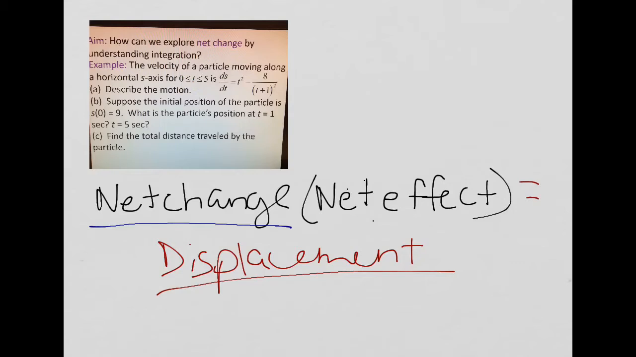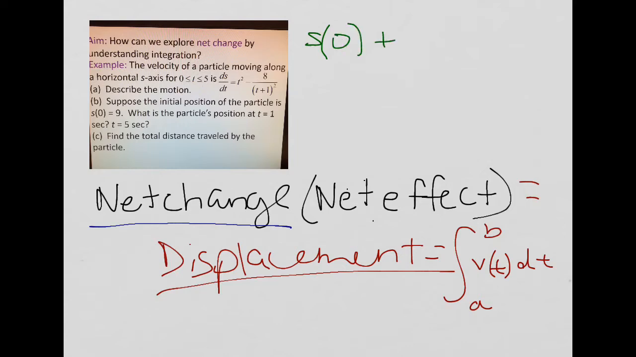But displacement is actually the integral of v of t with respect to t from when t is equal to a to when t is equal to b. Okay? And a lot of times when you deal with these types of net change problems, displacement problems, you're given an initial value and you find out your displacement.